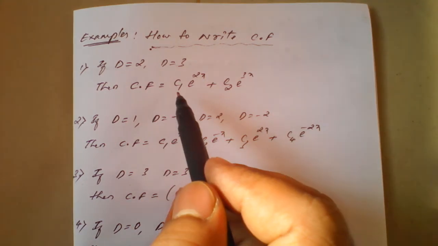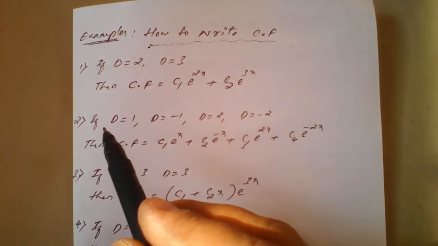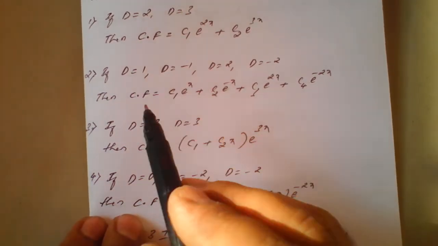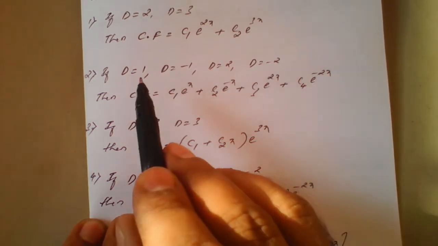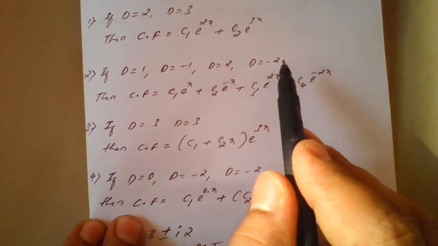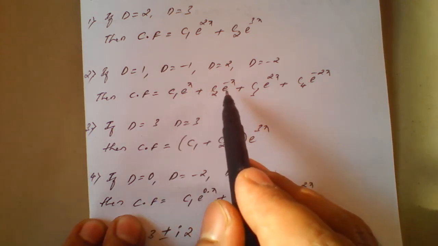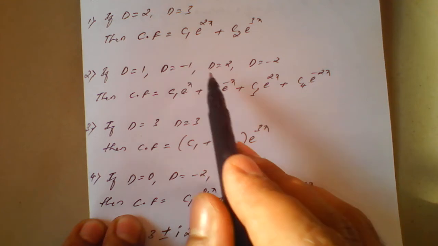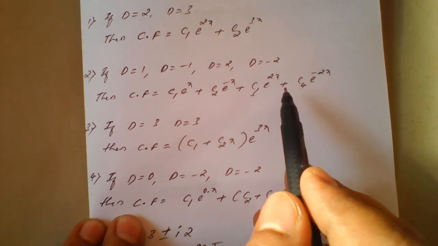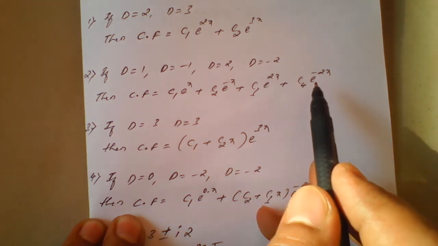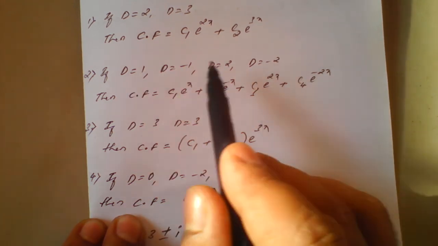So CF can be written as C1 e raised to 2x plus C2 into e raised to 3x. Second example, here I have taken four roots: D equal to 1, D equal to minus 1, D equal to 2, and D equal to minus 2. All four roots are different, but they are real. Therefore C1 e raised to x plus C2 e raised to minus x, because 1 into x is x and minus 1 into x is minus x, plus C3 e raised to 2x, plus C4 into e raised to minus 2x. So this is the complementary function for four roots.